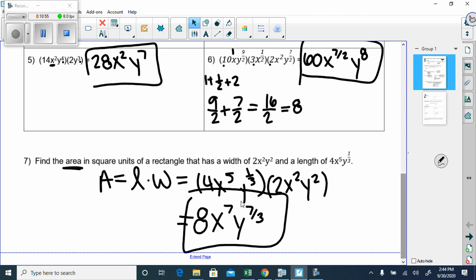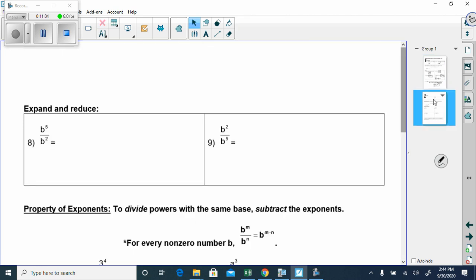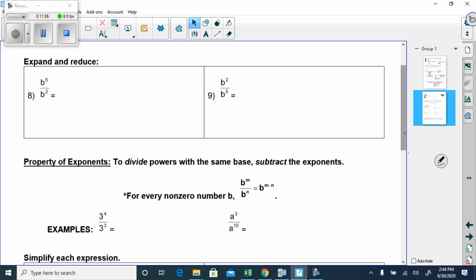Okay, let's flip it over on the back. Okay, so here on the back, again, it's asking us to expand and then reduce or simplify. Okay, so in the top, if I have b to the 5th, that means b times itself. How many times? 5. Good. So I've got 5 b's here. Okay, over how many in the bottom?